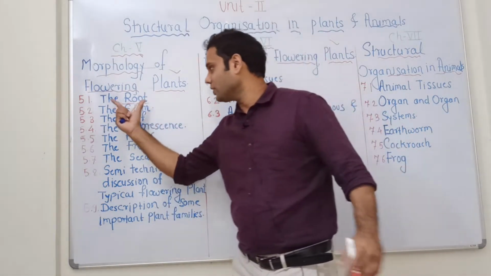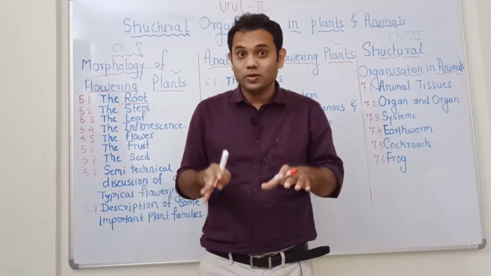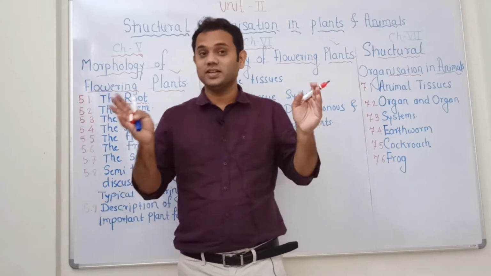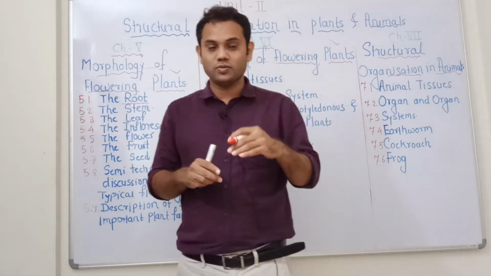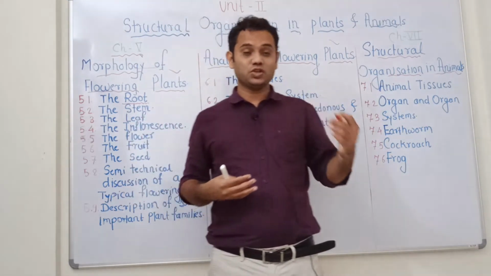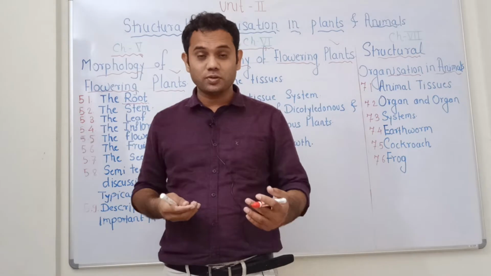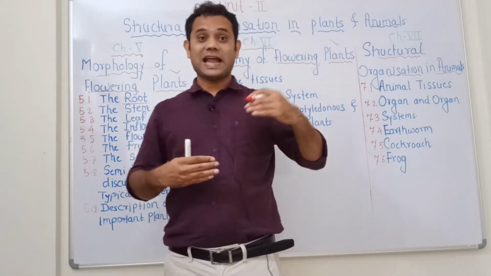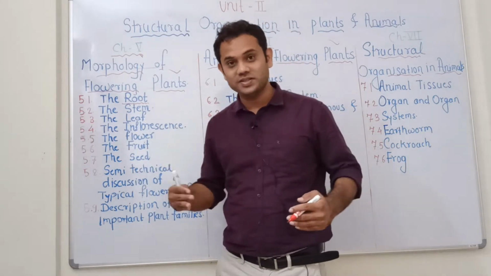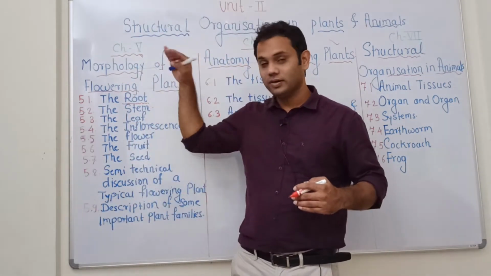So the first one is your root. Root is generally present below the soil, though it is not necessarily so, but generally it is present below the soil. So what is root? It is an extension of the radicle. What are the different types of roots? What are primary roots, what are secondary roots, what is the taproot system, what are adventitious or fibrous root systems? That will be discussed.